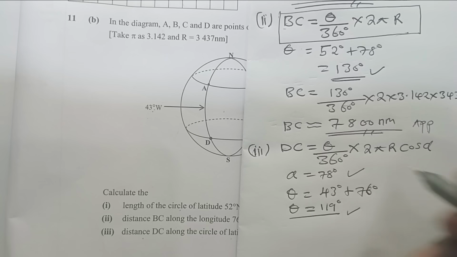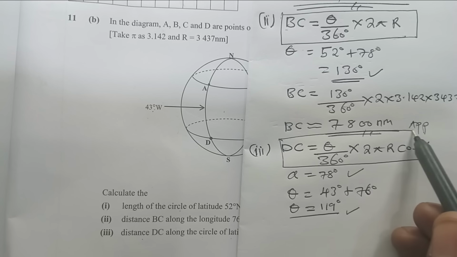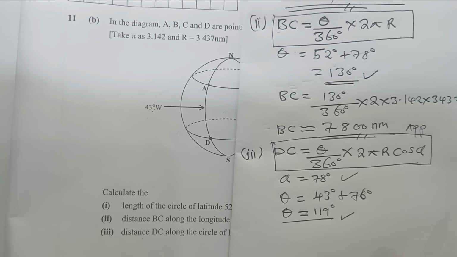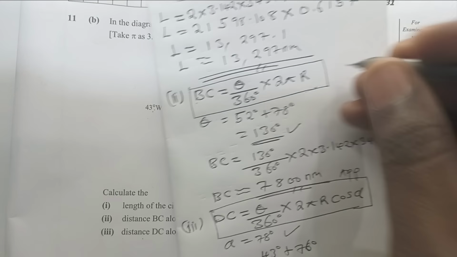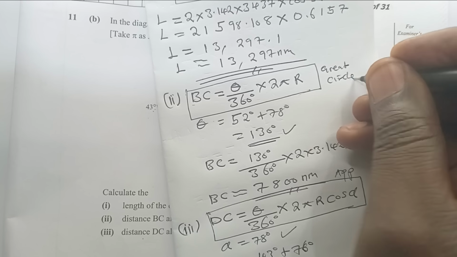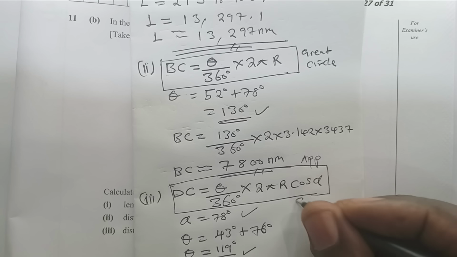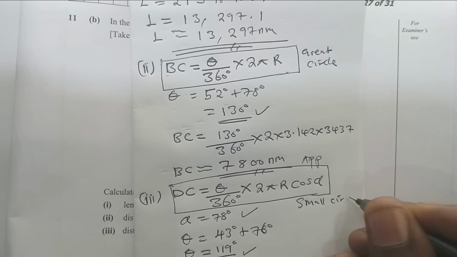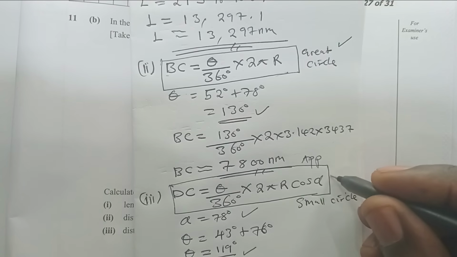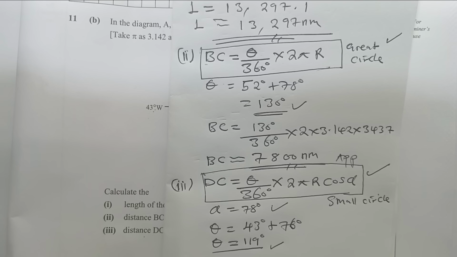This is the value for alpha, which we are now supposed to substitute into the formula for distance along a small circle. This one is the formula to use for distance along a great circle. Then this formula is for distance along a small circle. We need to understand the distinction between the two. This one, great circle. This one, small circle. So let's continue and substitute into the formula and see what we obtain.